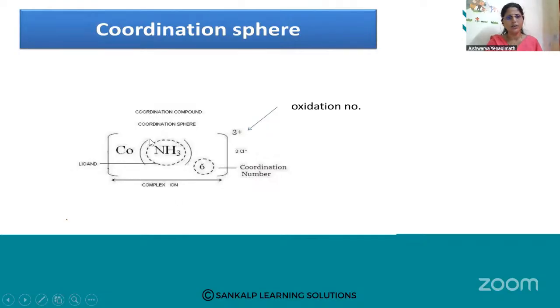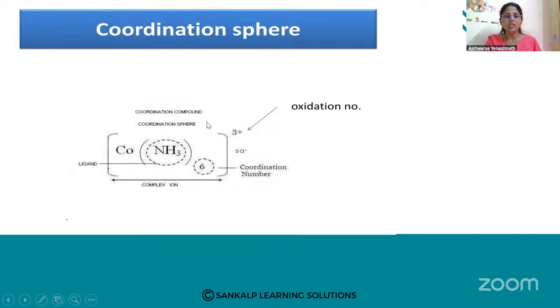So you can see here, in the previous session itself we have seen. What is this Co? Co is the central metal atom. NH3 is the ligand. And how many NH3 are attached? 6. So this is a monodentate ligand. Therefore the coordination number will be 6.